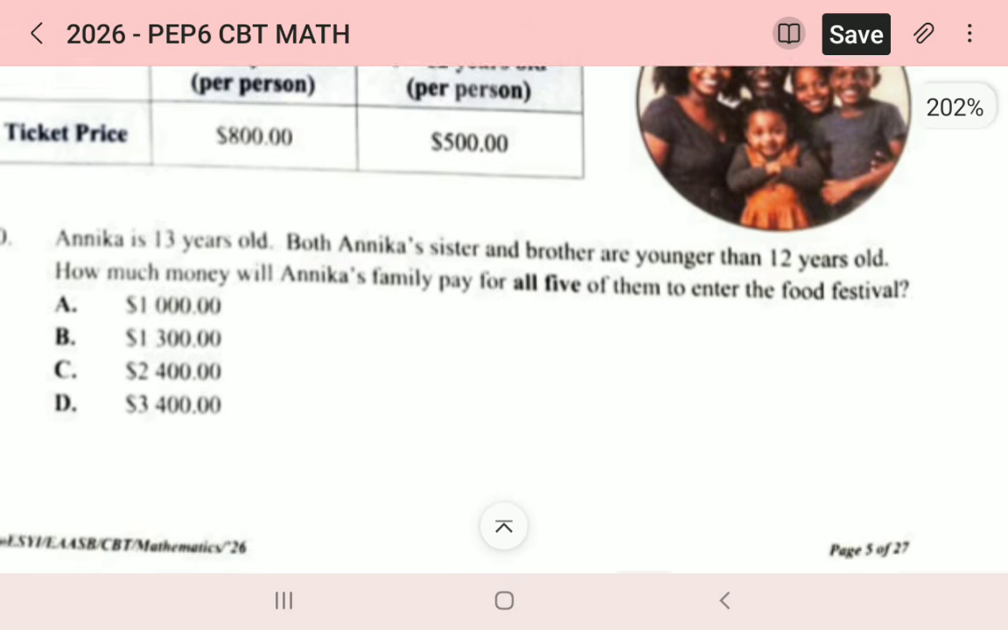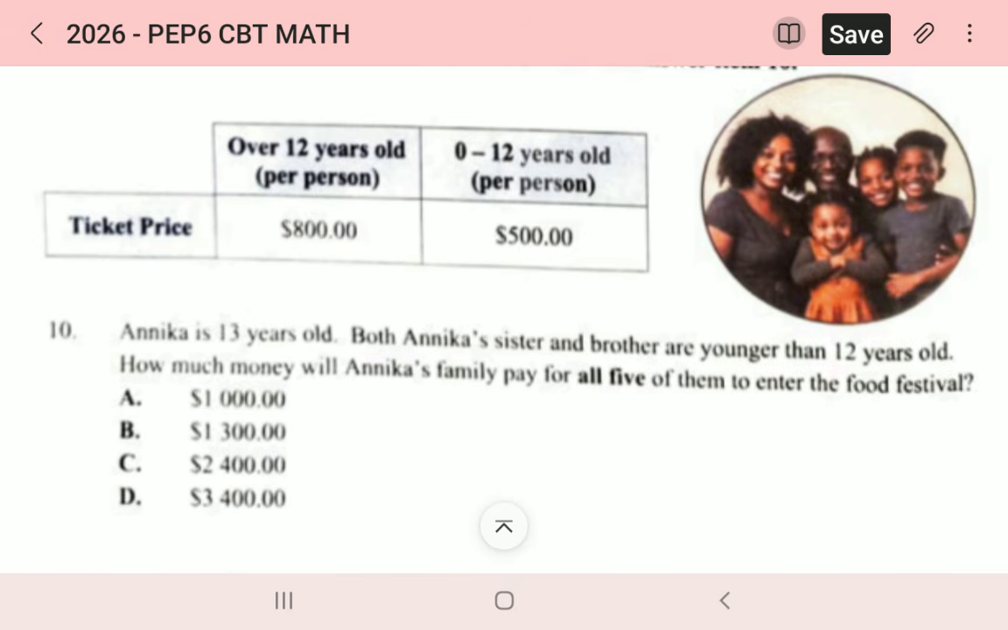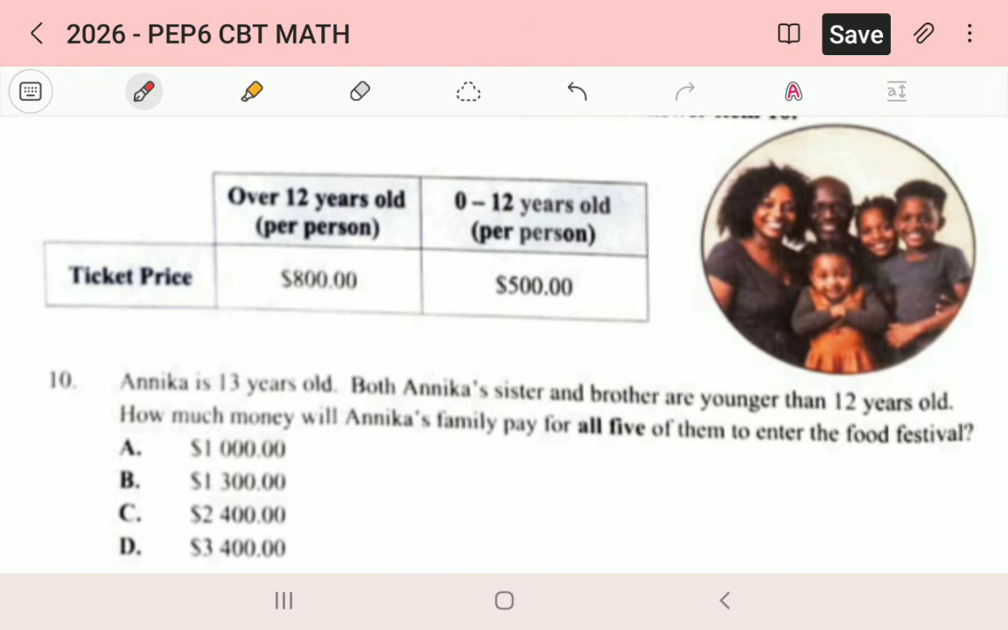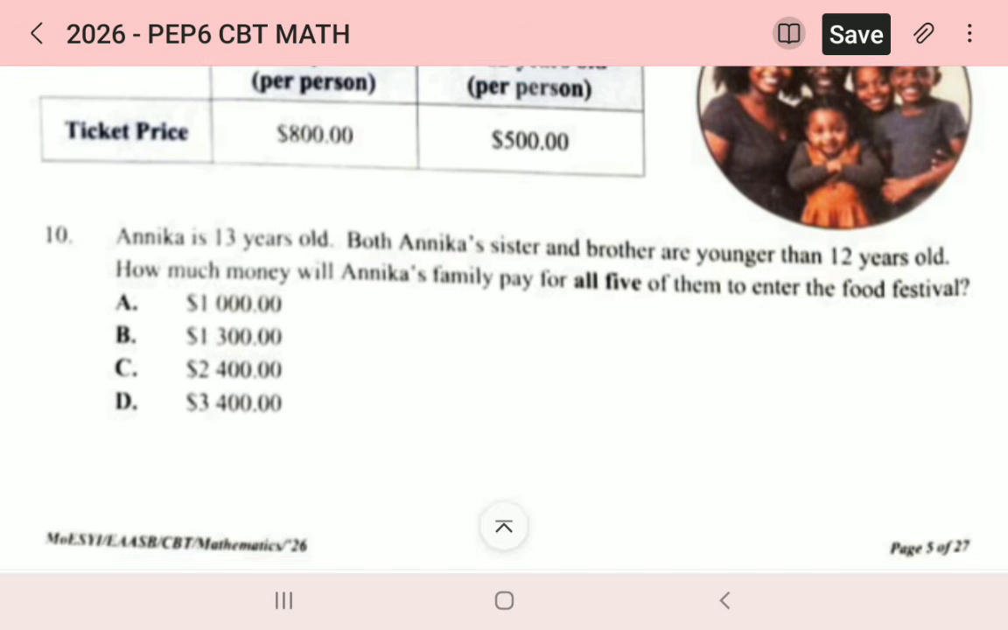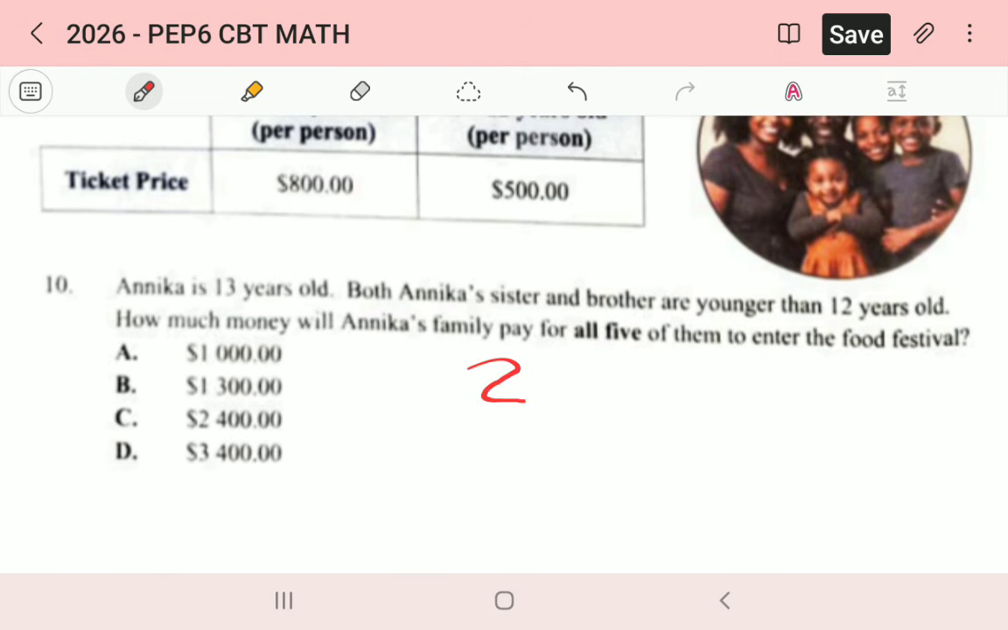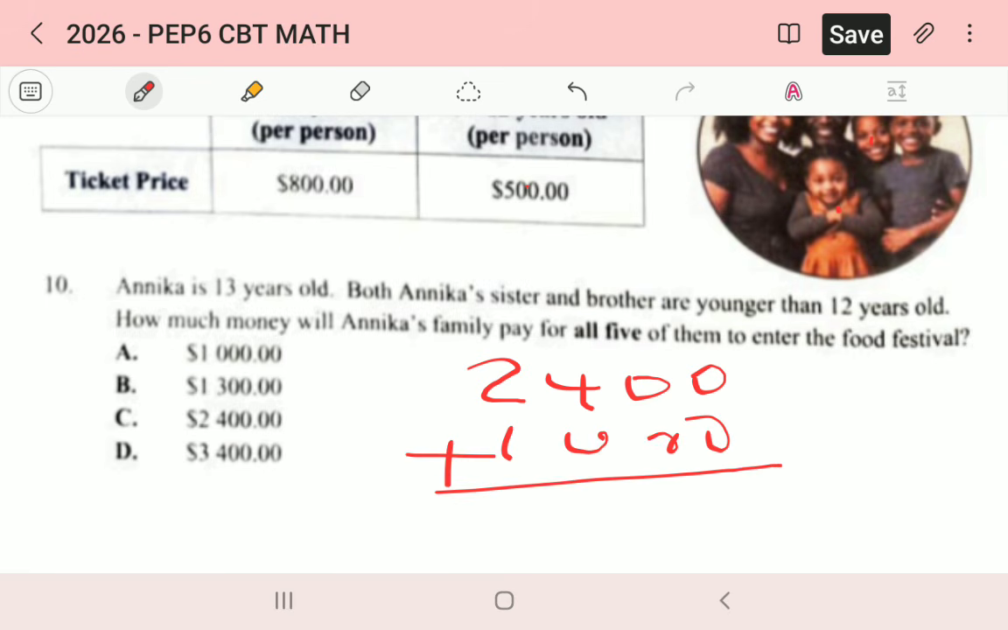Anika is 13, so she's going to fall in the 800 because it's over 12. So 3 8s are 24. So right away we know Anika plus her 2 parents will be paying $2,400. She has 2 more siblings and each is 500. That's $1,000. All right, cutting some shortcuts here. I hope you know what I'm doing.